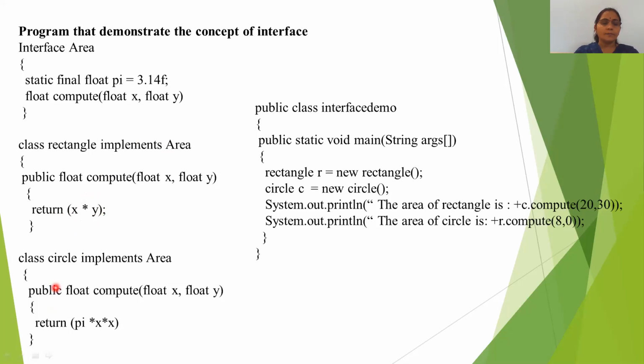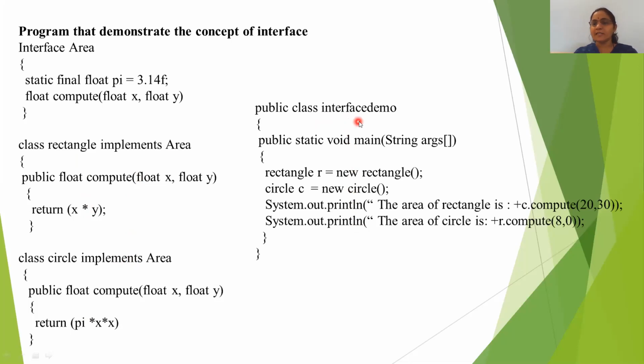Okay. Class Circle implements Area. The area of a circle is pi r square, so I use here the formula pi into x into x. So this is the implementation of interface Area in two different classes, Rectangle and Circle. And this is your main class. Why is it the main class? Because the main method is available in this class, and that's why it is the main class.